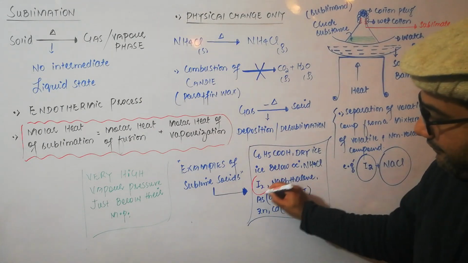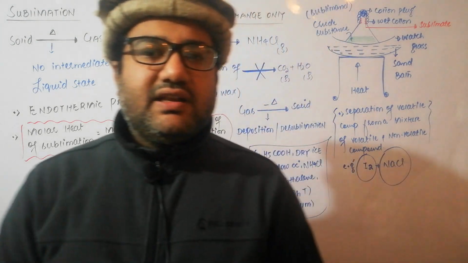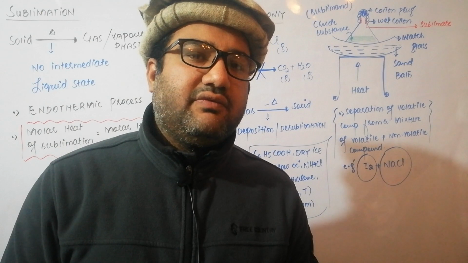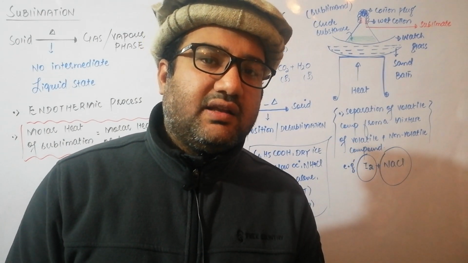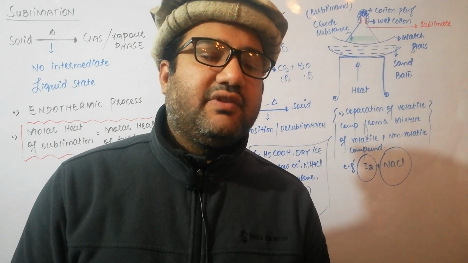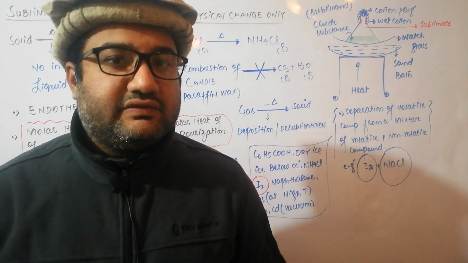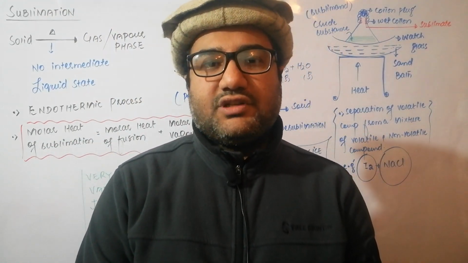Now, iodine vapors are very important. You know, when iodine is heated, it changes from solid form to vapor form. And iodine vapors are used to locate invisible fingerprints on a paper. So this is again an importance of the sublimation process. This was all about sublimation.